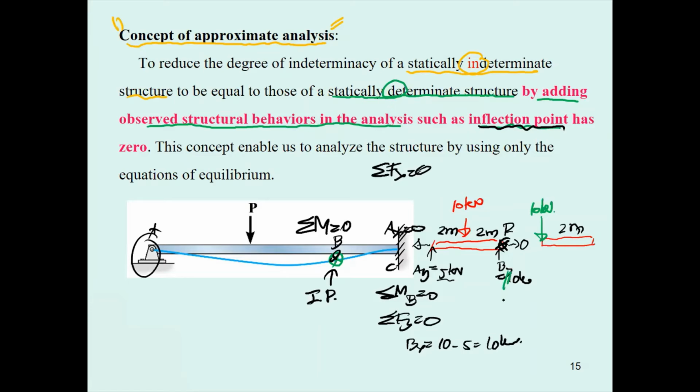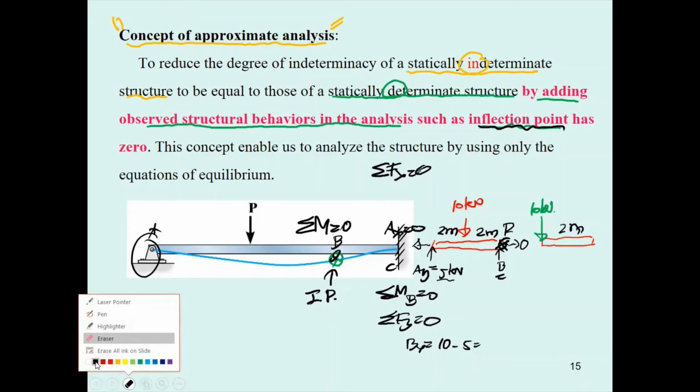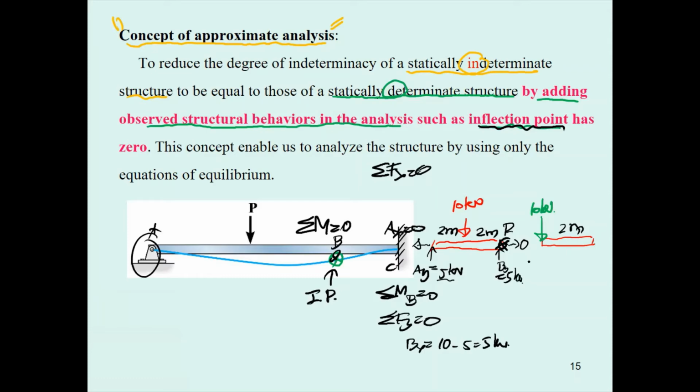Okay, this is, no, 5. This is 5. Sorry, this is 5. Let me elapse this a little bit. Okay, this is 5 kilonewton, not 10 kilonewton. This is going to be 5 kilonewton, and then B sub y is 5 kilonewton, and this is going to be 5 kilonewton. And then you can analyze this structure to determine the moment M sub C equal to 0.